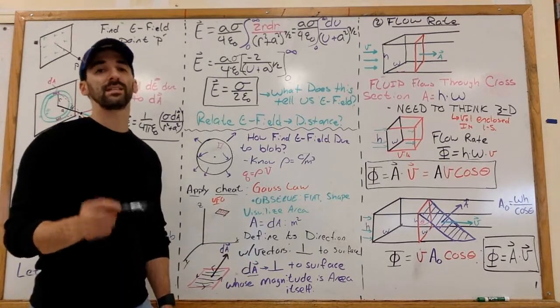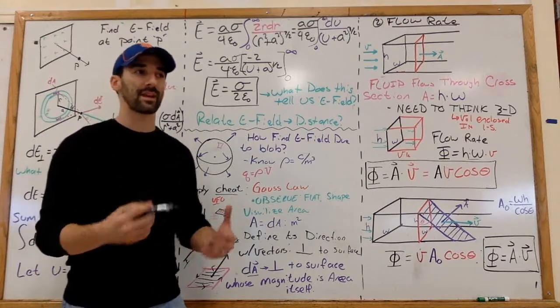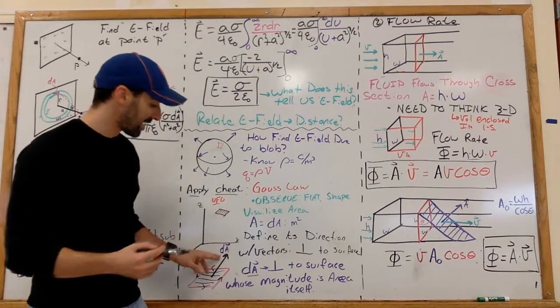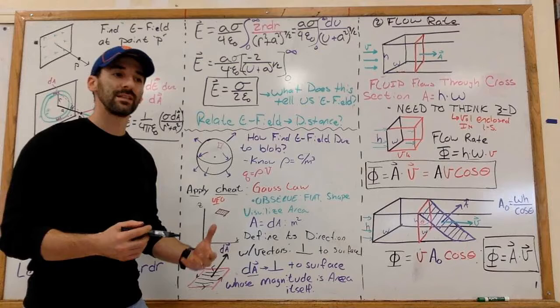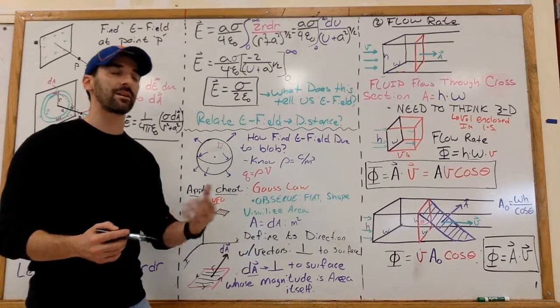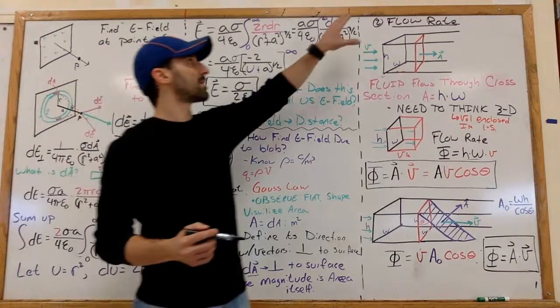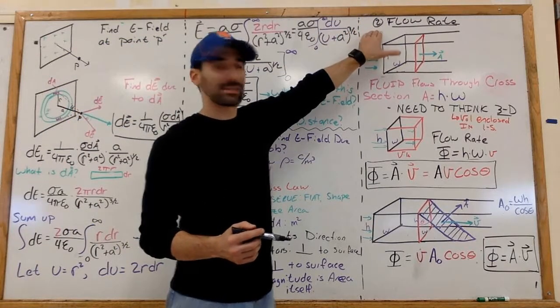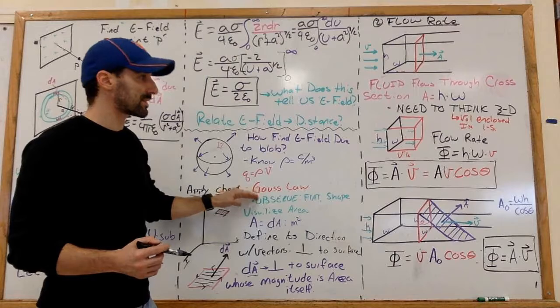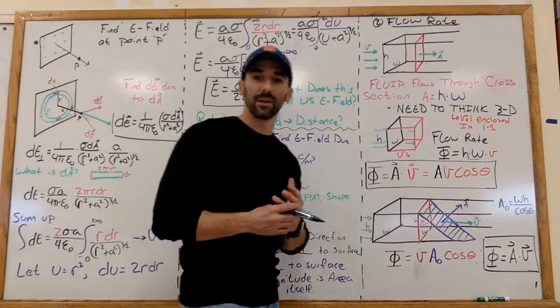This is one of our keys. We need to start to understand and accept that we are going to have this area vector dA. So we're going to associate areas with vectors. Once we accept that, we need to talk about the second thing that needs understanding in order to understand Gauss's law. That second thing is flow rate.